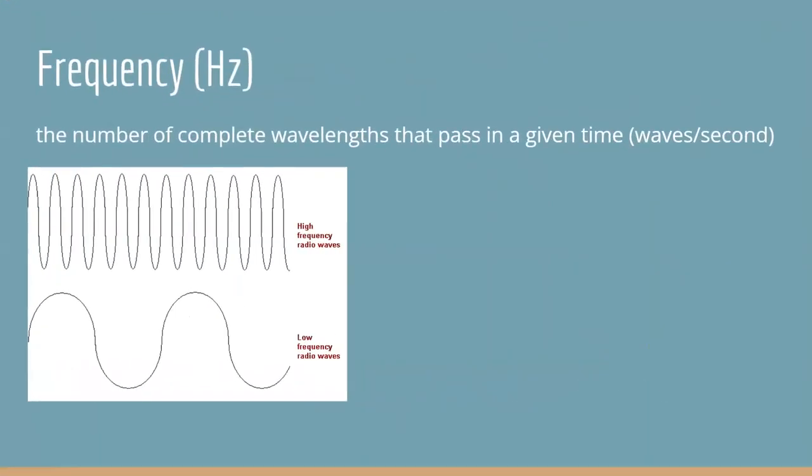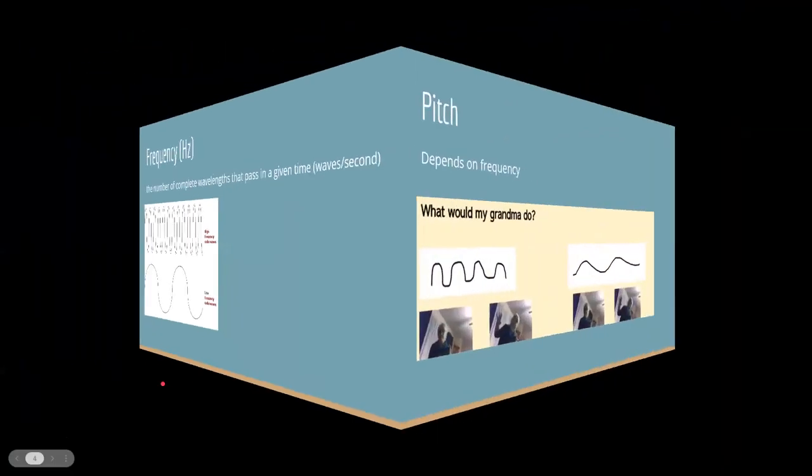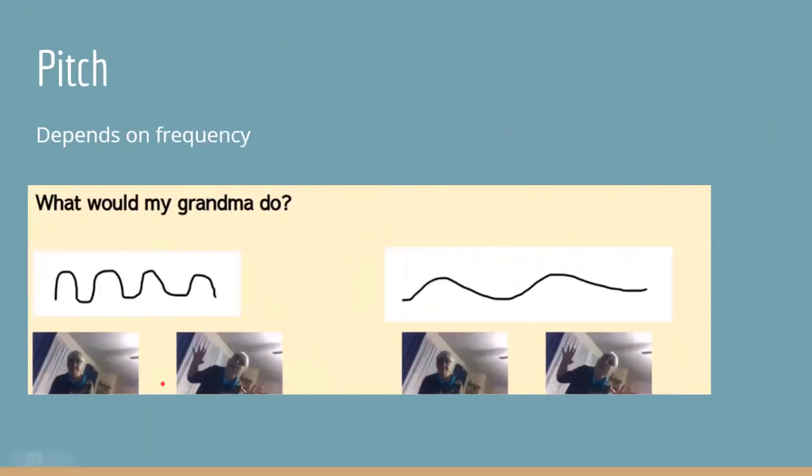Okay, frequency. This is measured in hertz, and this is the number of complete wavelengths that pass in a given time. So waves per second. It's not the same thing as wavelength, but as you can see, high frequency, low frequency. Pitch depends on frequency. Now remember, we already talked about amplitude. How high it is says how loud it is, but how fast or how far apart or close they are determines pitch.